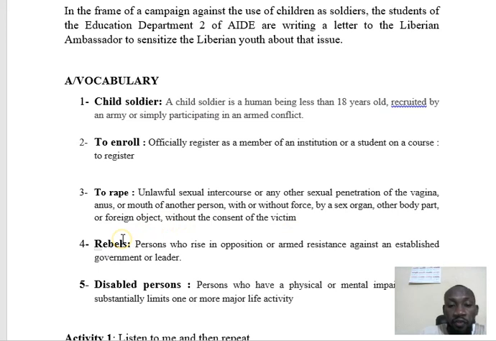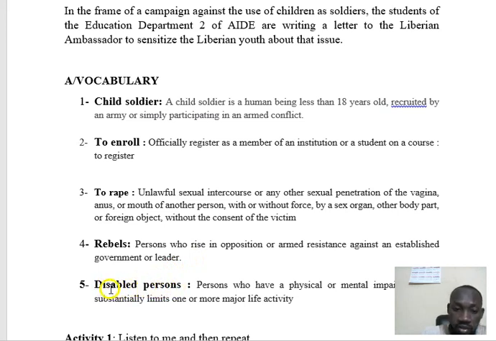The fourth vocabulary is rebels. Rebels are persons who rise in opposition or in armed resistance against an established government or leader. So you remember in Cote d'Ivoire in 2002, rebel groups were in the north and center of Cote d'Ivoire, right? Because they were opposed to the national army, let me say the government of the president of that time.